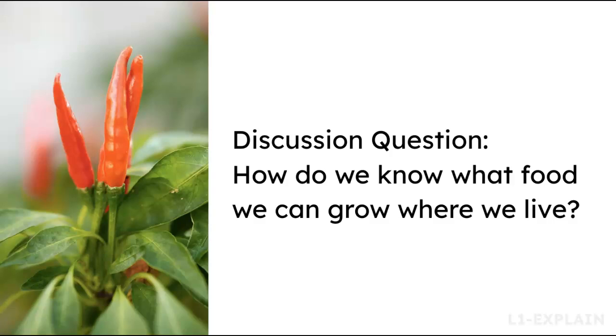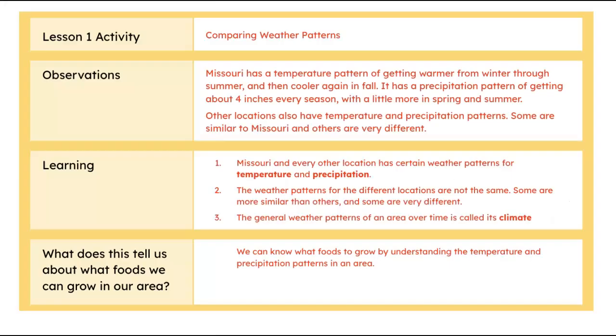For the Explain portion, you'll bring the class together and lead a discussion about the students' observations and learning from the activity. Use the provided questions to guide your discussion around the question, how do we know what food we can grow where we live? The goal of this class discussion is to have students share analysis of the data on the weather patterns in Missouri and how they compare to the other locations.